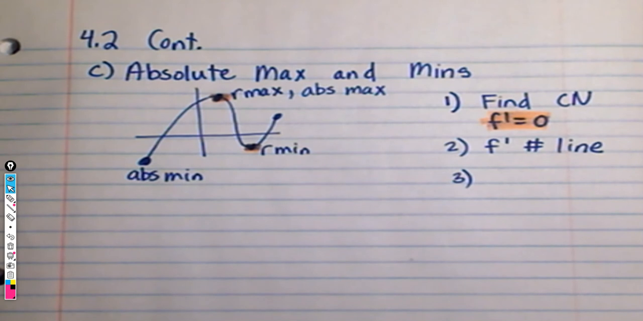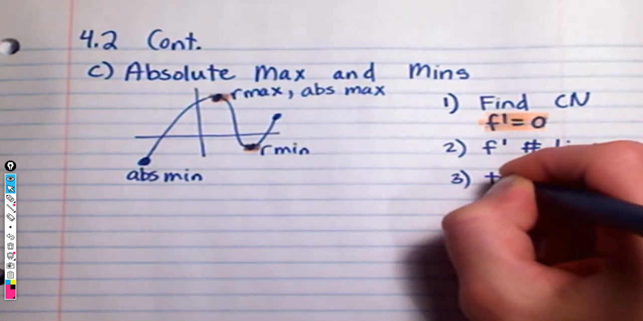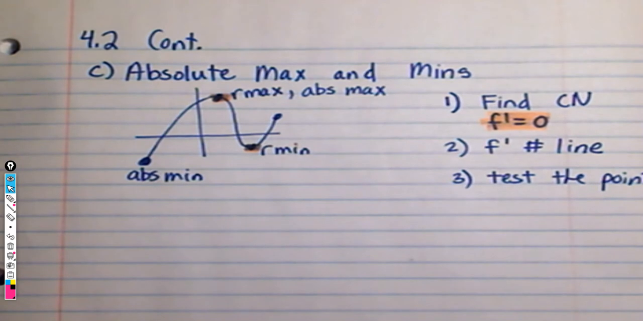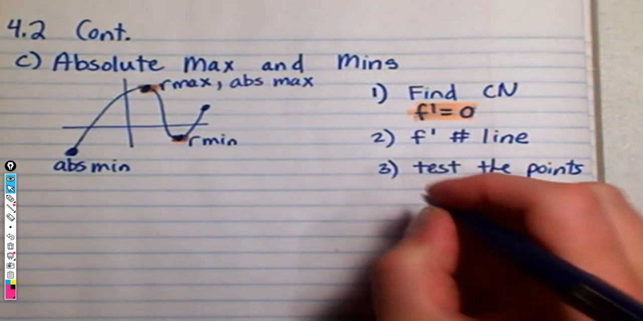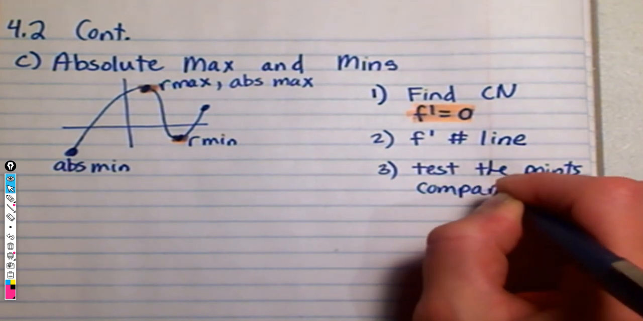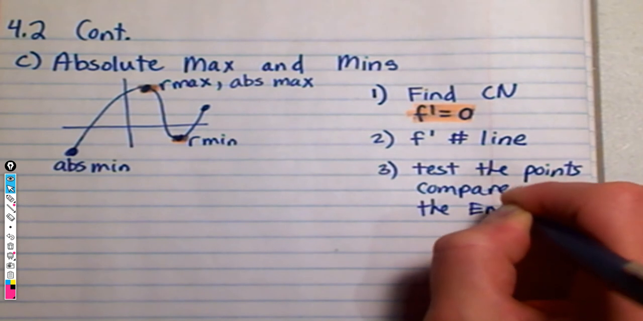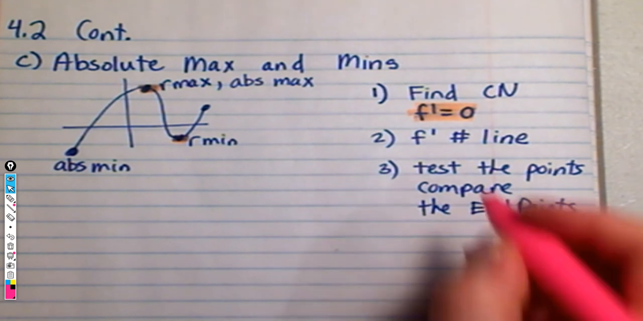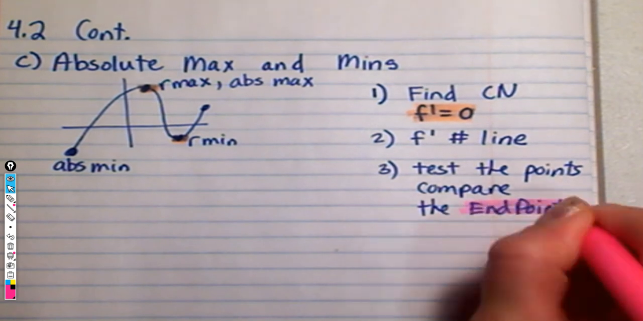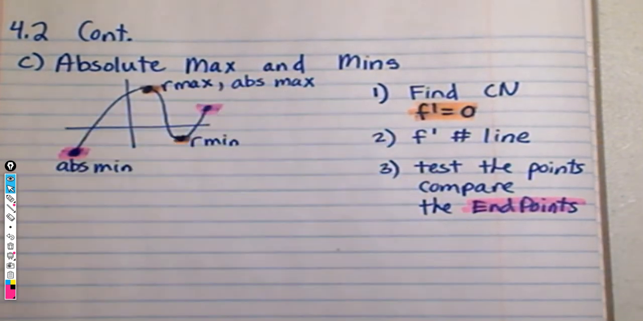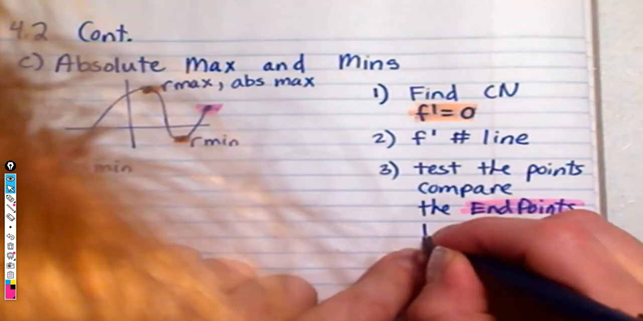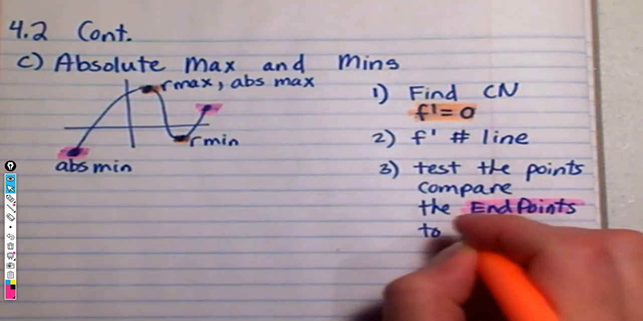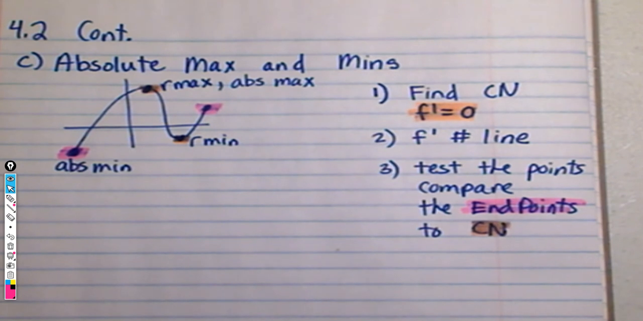The third thing that we're going to do is test the points. And when I say test the points, I mean that we are going to compare the endpoints, which would be this one and this one. We're going to compare the endpoints to the critical numbers, and we're going to do that by making a table of values.